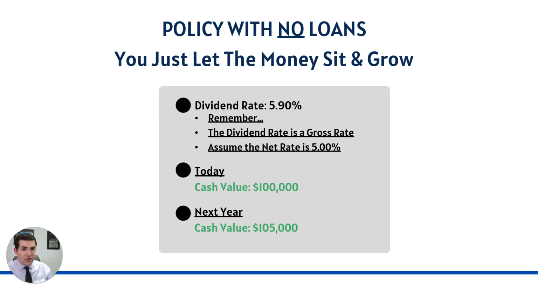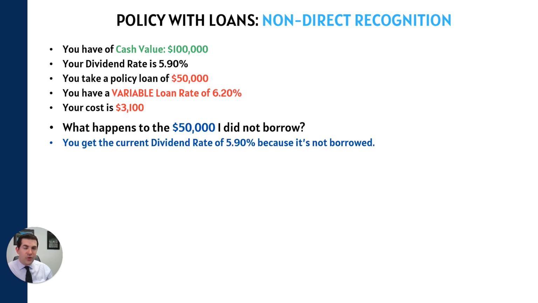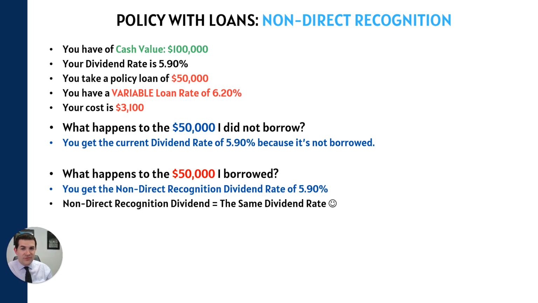Now let's look at a non-direct recognition example. Again, we'll assume you have $100,000 in cash value. Your dividend rate is 5.9%. You take a policy loan of $50,000. You have a variable loan rate of 6.2%. That is Guardian's current loan interest rate as of February 2024. 6.2% of $50,000 is what? $3,100. That's your cost to borrow. Now, what happened to the $50,000 you did not borrow? You get the same 5.9% dividend on that because it's not borrowed. What about the $50,000 you did borrow? You get the non-direct recognition dividend of 5.9%. Non-direct recognition means you get the same dividend no matter what, if you take loans or not.